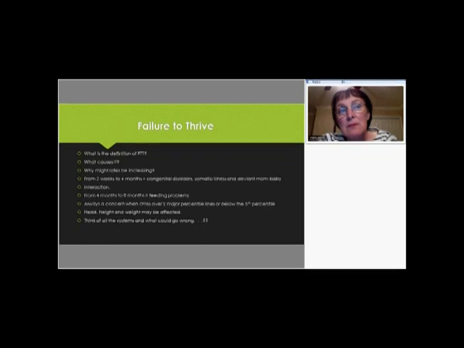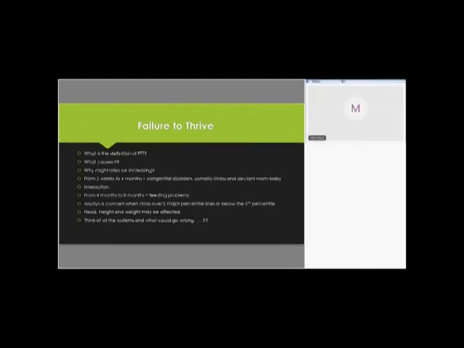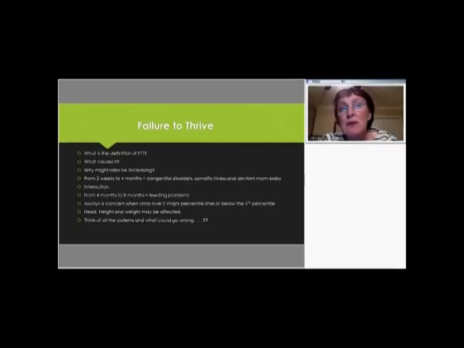Not gaining weight. It's when the height and the weight are not normal for the age. They're below the median, sometimes below the 5th percentile, or they've crossed over 2 major percentile lines. Crossed over meaning they're deteriorating. What can cause failure to thrive?